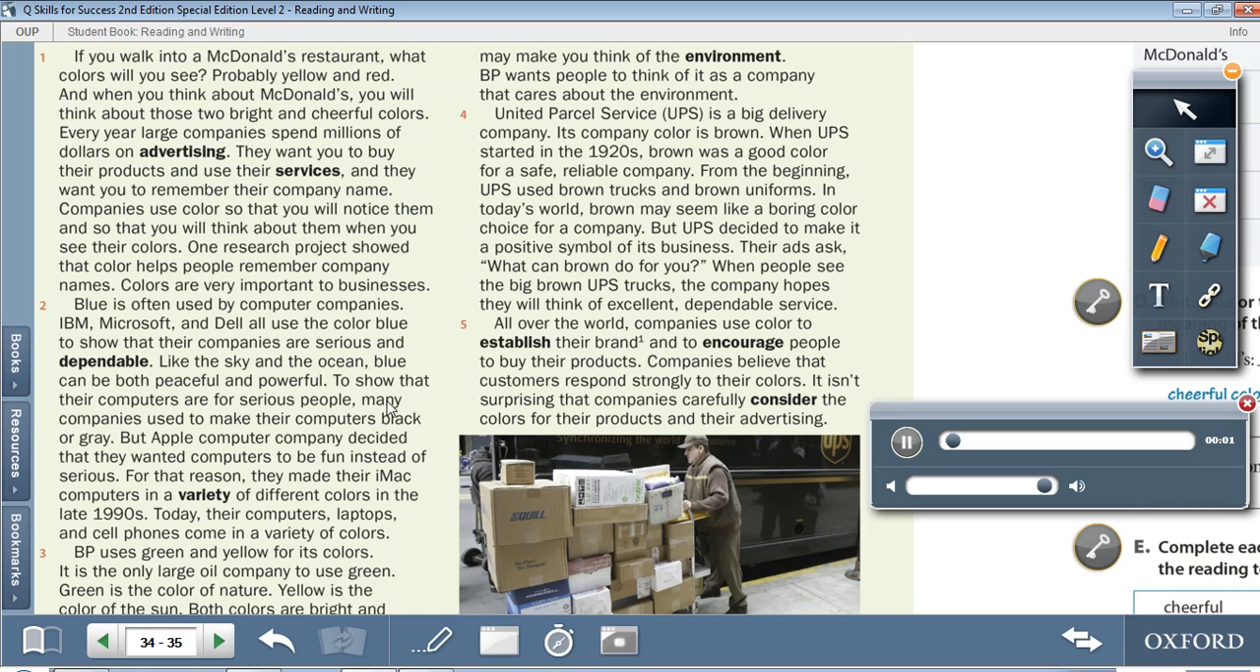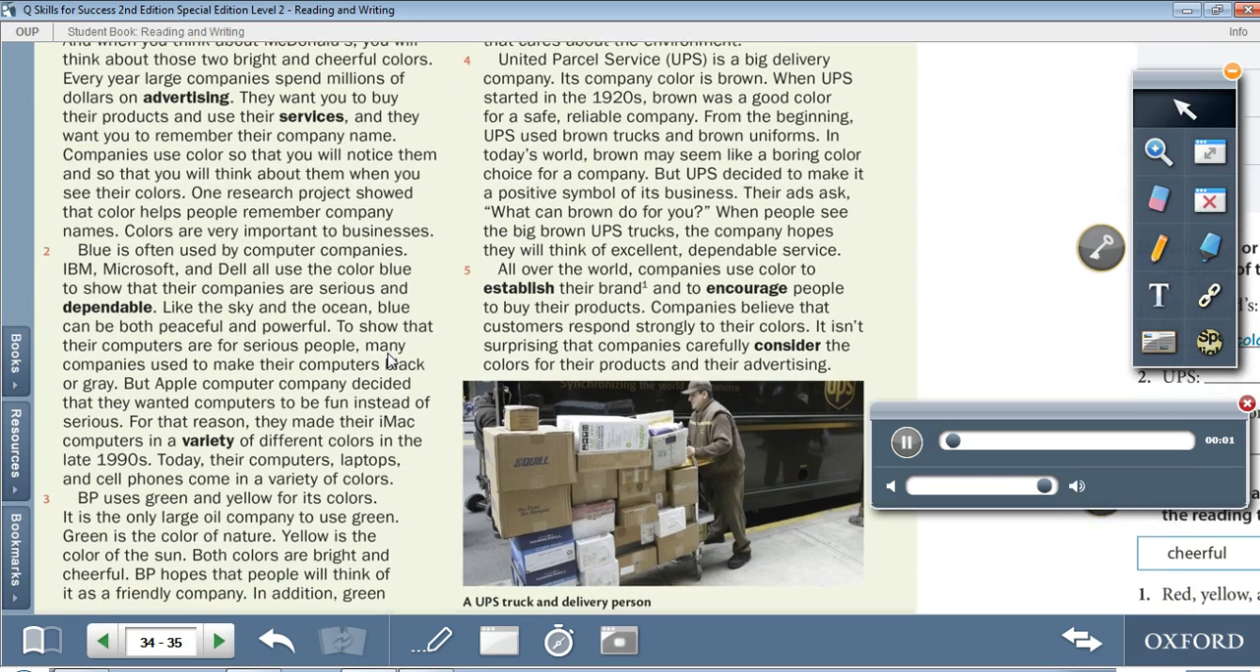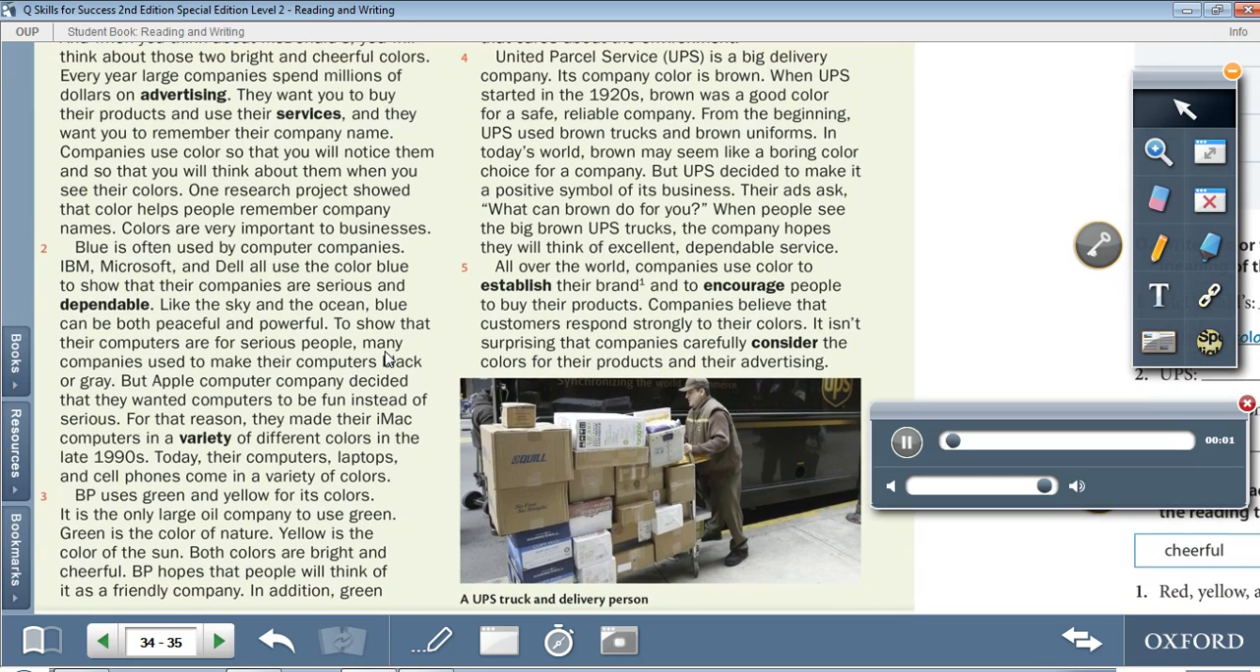Blue is often used by computer companies. IBM, Microsoft, and Dell all use the color blue to show that their companies are serious and dependable. Like the sky and the ocean, blue can be both peaceful and powerful.